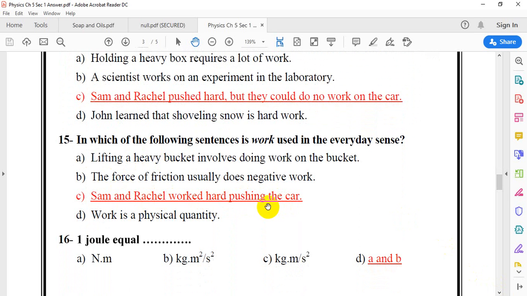1 joule equals A and B, which is Newton meter and kilogram meter squared over second squared. So these are the equivalent units.